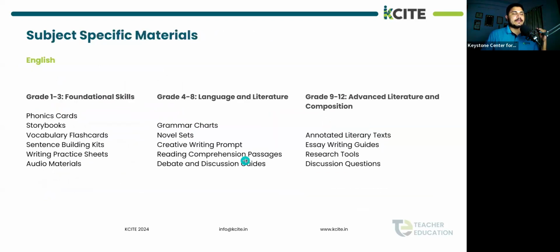Now on your screen, I'm showing some subject specific resources, the materials which you can make and keep in the class. I'm not going to read everything that you see. Especially if you are teaching English, from grade 1 to 3 it is foundational skills, from grade 4 to 8 it is language and literature, that is when they learn a little bit more complex facts and things about the language. And in higher grades, it's more advanced. So these are the materials which your school can also buy. You can also find a few things on Amazon or any other e-commerce portal you have in your country.